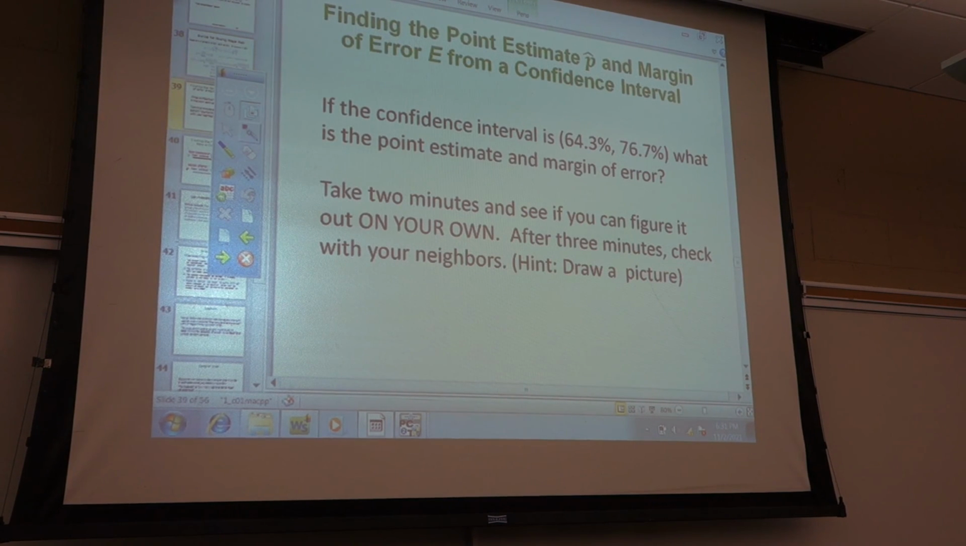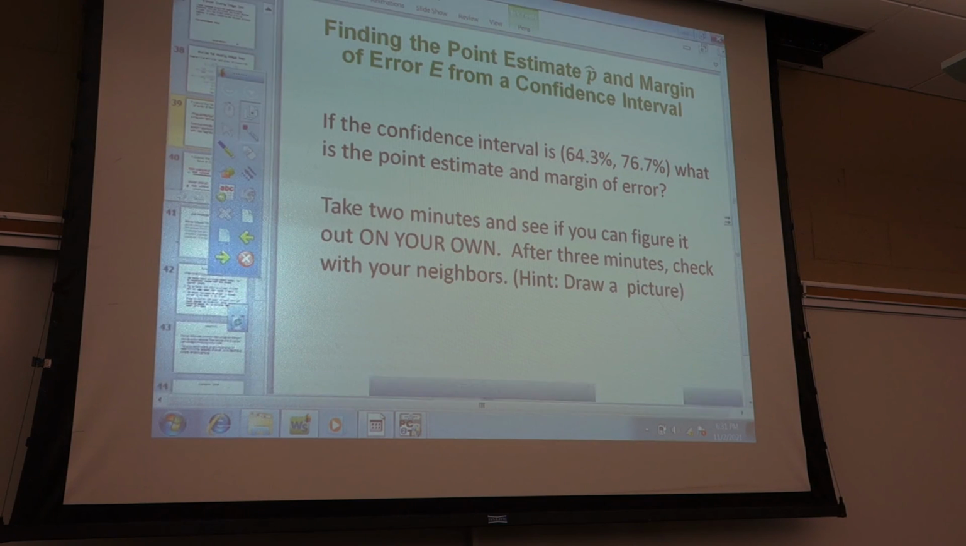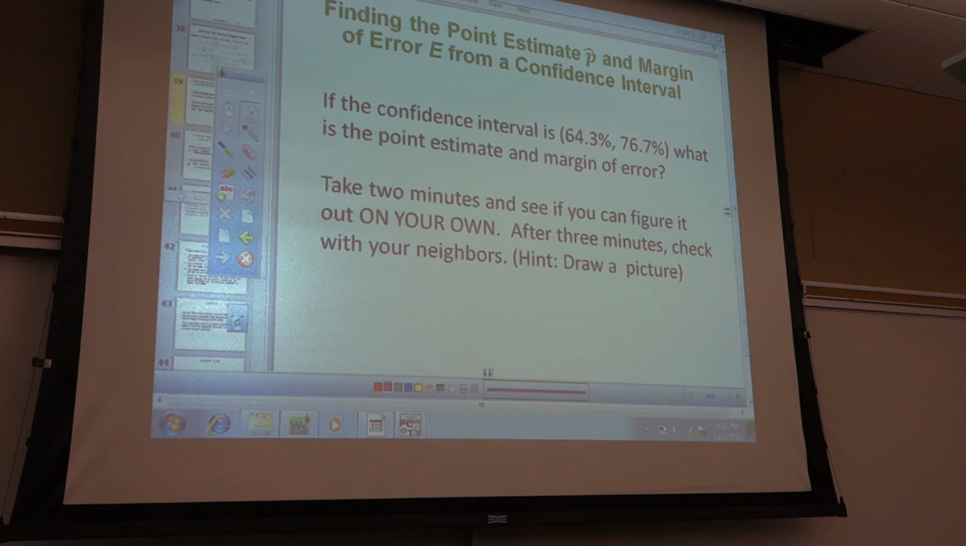Okay, so here's a quick discovery thought. Everyone take a few minutes. So say you have a confidence interval, and now you're trying to figure out what the point estimate and margin of error are. Just take a couple minutes, see if you can figure it out on your own. So at home, pause this and try to figure that out on your own.